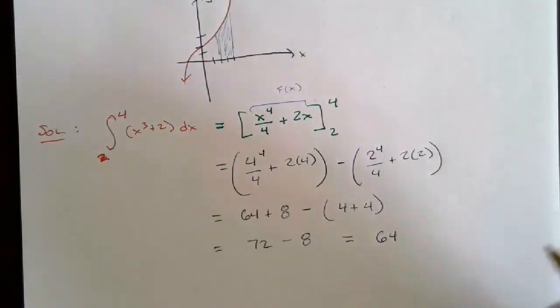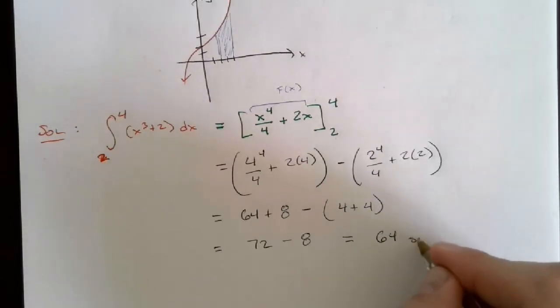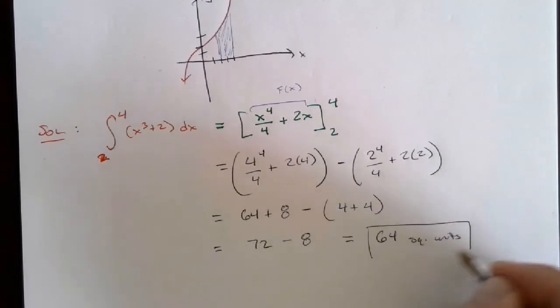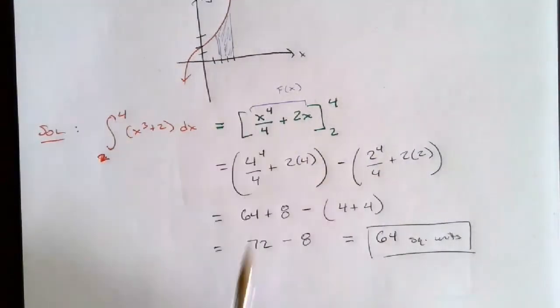64. And then what are the units on this? We don't give you units. We just say it's square units, right? It's the units of area, because we know we're trying to find the area under the curve.